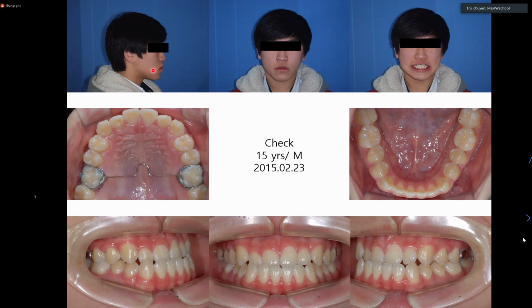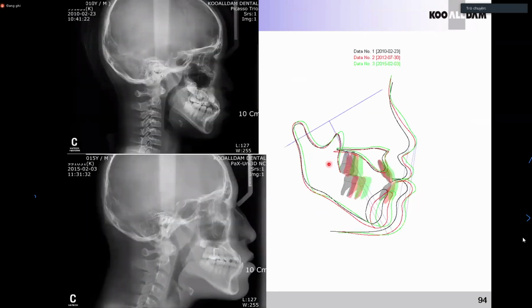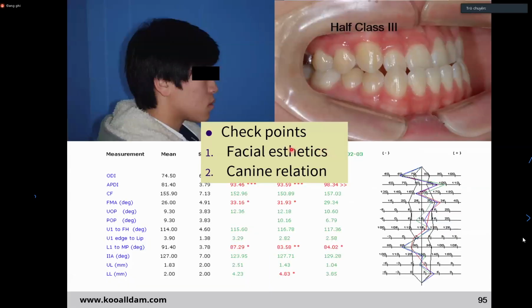How about the profile? Not bad. Like this. During the growth, we can superimpose the radiograph. This time, I want to check two things: facial aesthetic. Second factor is canine relation.